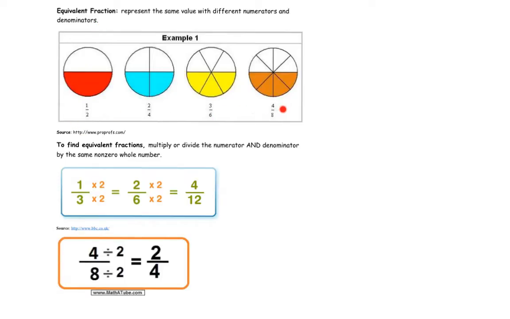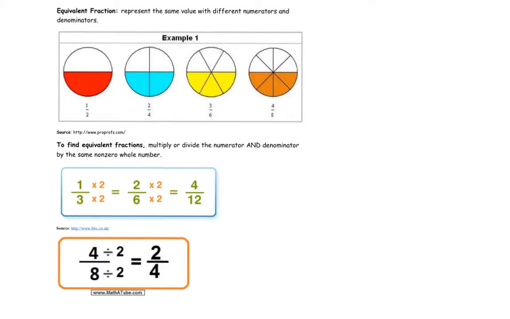So here are some examples. These four fractions, they all have different numerators and denominators, but they're equivalent fractions because they represent the same amount of each circle. So here you have one out of two pieces of the circle for one half of the circle. Here you have two out of four pieces of the circle for two fourths of the circle. But if you look, the same amount of the circle is colored in. So those are equivalent fractions. They're two fractions that represent the same amount.